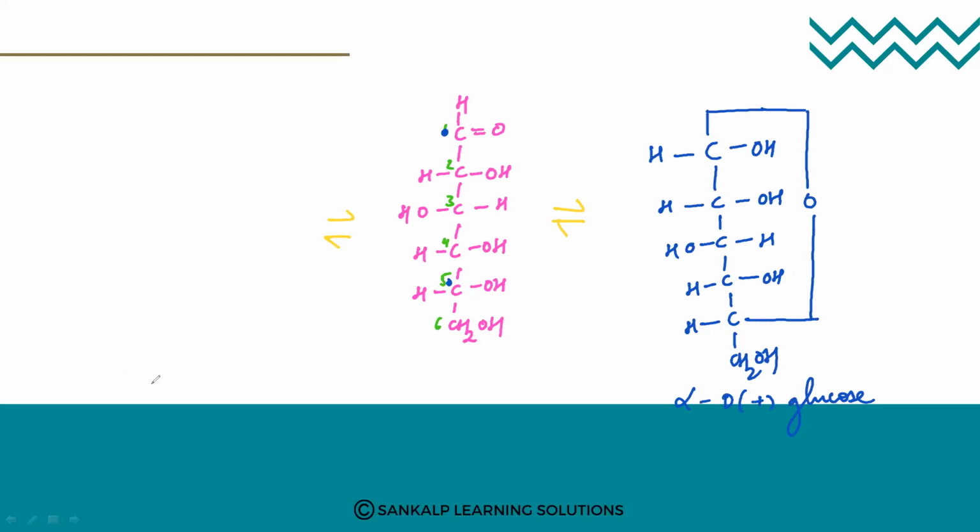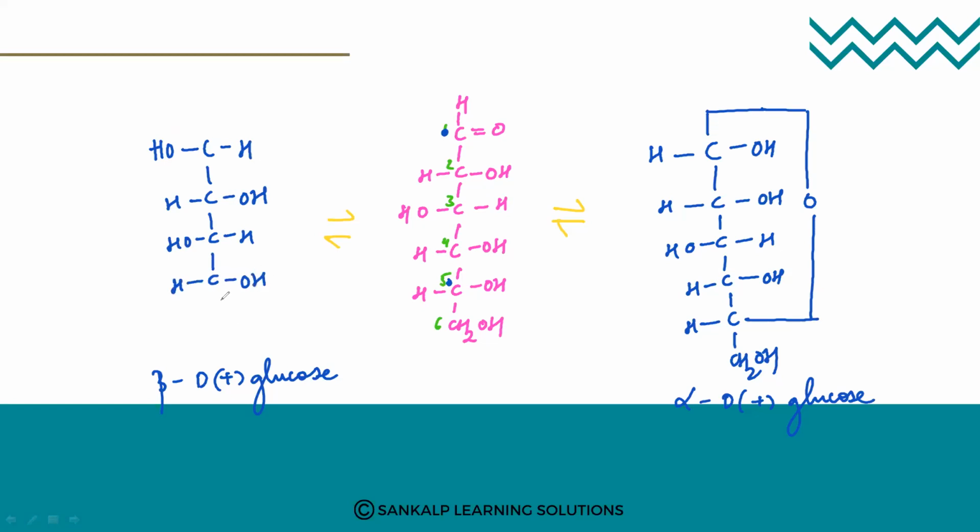Now we'll write the beta D plus glucose structure. How will it be? The only difference will be the OH group. CH, then CHOH, CHOH, CH, CH2OH. I hope this is clear.